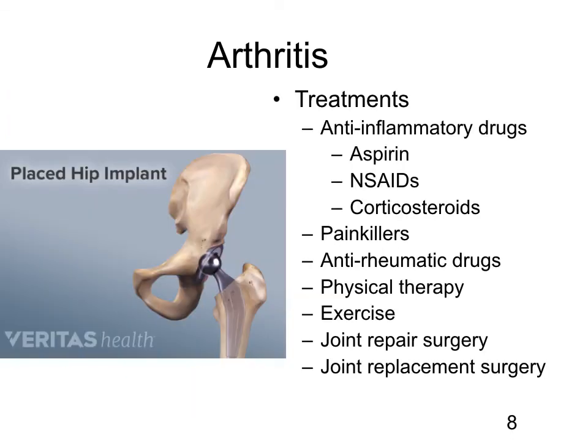Well, arthritis, we can treat arthritis. The most common treatments are drugs to reduce inflammation. This might be aspirin, NSAIDs. These are non-steroidal anti-inflammatory drugs like ibuprofen, and then corticosteroids. These are the most common treatments for arthritis, trying to reduce that inflammation. For arthritis, it's often painkillers and sometimes anti-rheumatic drugs, drugs that turn down the immune system, specifically in people that have rheumatoid arthritis.